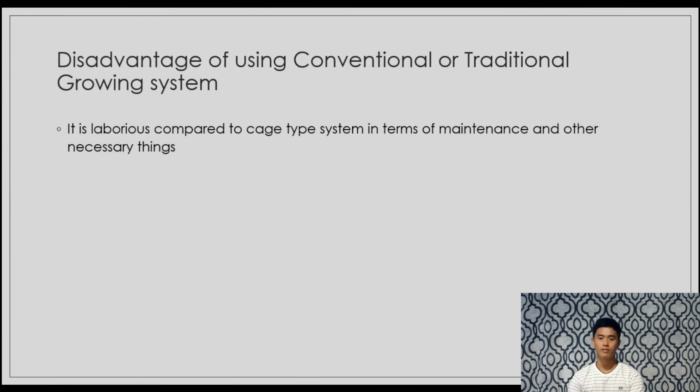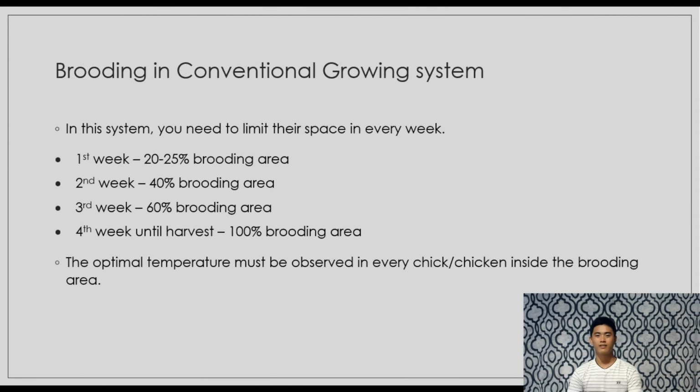The only disadvantage of using the conventional or traditional growing system is that it is laborious compared to the cage type system in terms of maintenance and other necessary things. Brooding in conventional growing system. In this system, you need to limit their space every week.